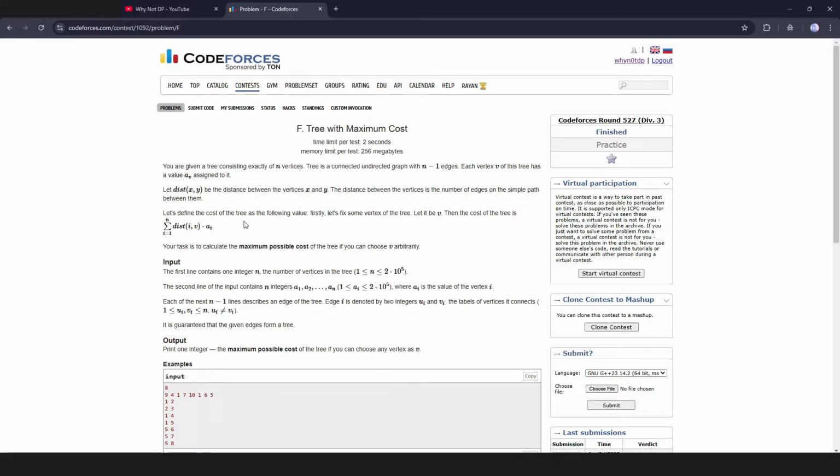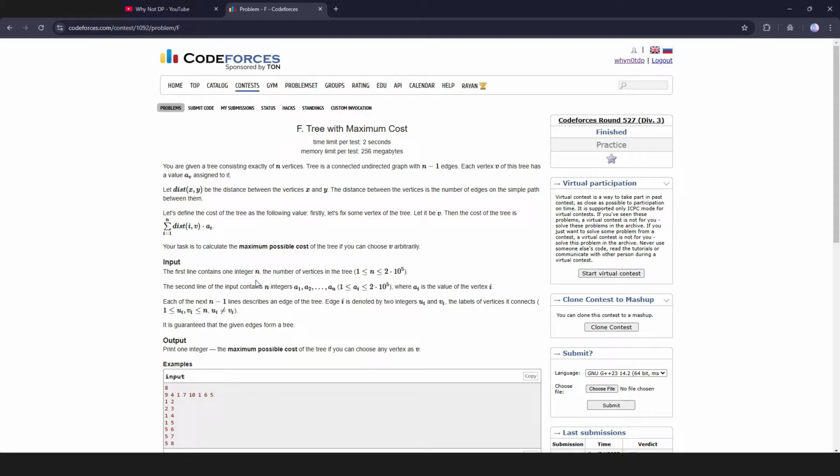Let's define the cost of the tree as the following value. First, let's fix some vertex of this tree, let it be v. Then the cost of the tree is the summation of this term. We will later discuss what this term actually is. Finally, your task is to calculate the maximum possible cost of the tree if you choose v arbitrarily.